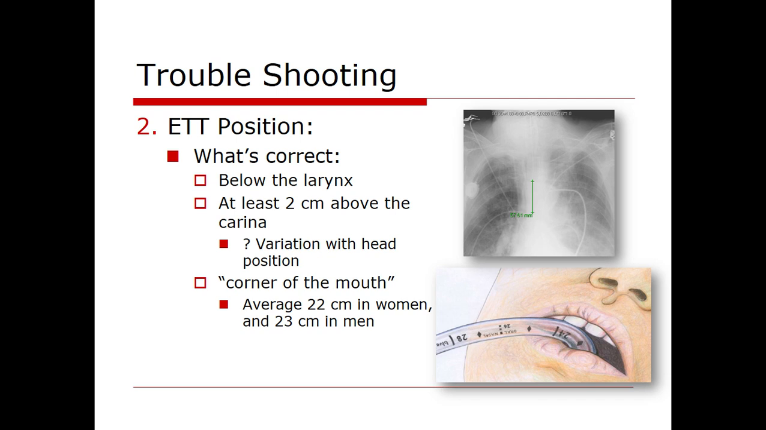So checking the ET tube position, and then you ought to, most people don't, but you ought to pay attention at what's called the corner of the mouth measurement of the ET tube.